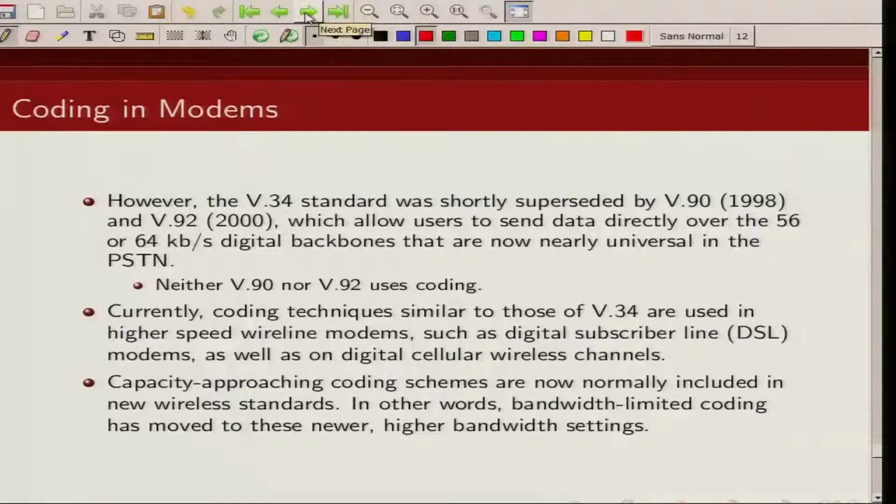Currently these techniques are also used for high speed wireline modems like ADSL and other applications, and of course turbo codes and their variants are also finding applications here.